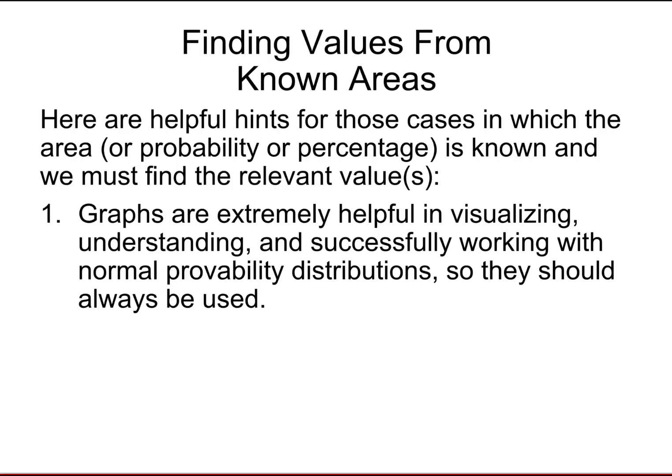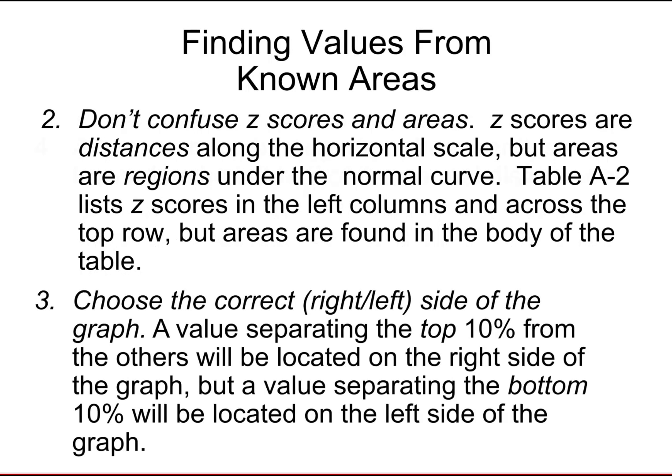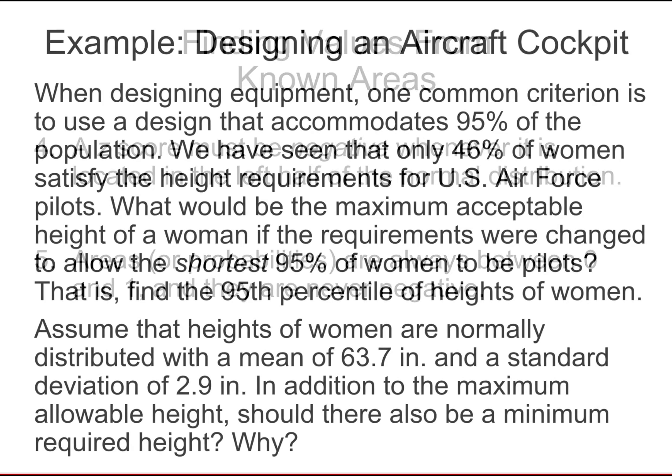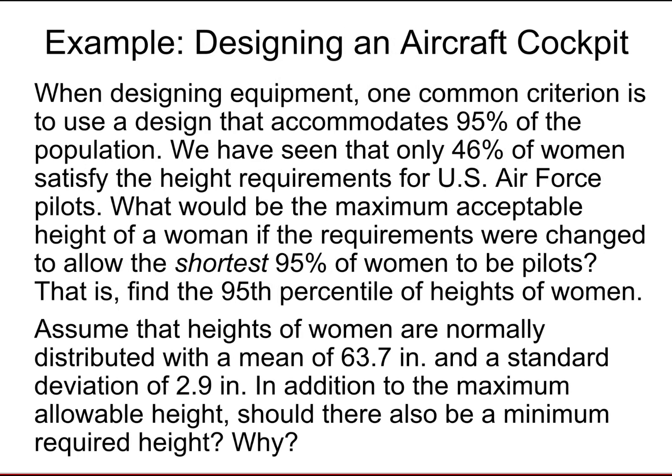Now we can go the other way, which is again to find values from known areas. This is similar to what we did before. And again, since we use StatCrunch, we don't need to draw a drawing of it. So let's do this one, aircraft cockpit. When designing equipment, one common criteria is to use a design that accommodates 95% of the population.